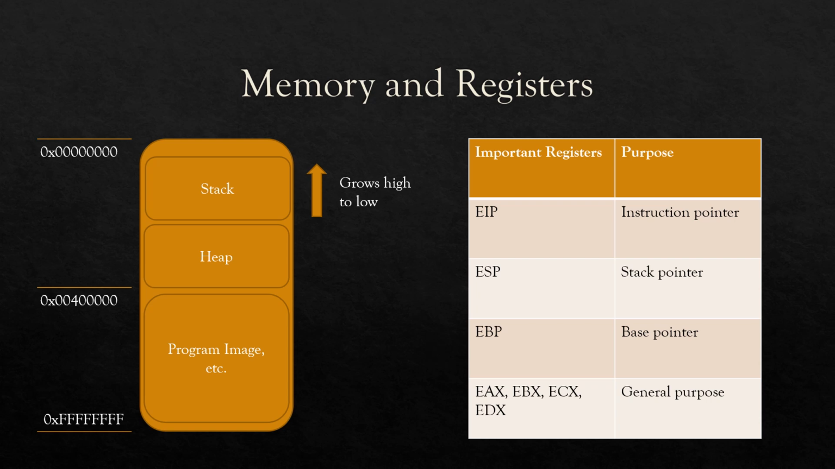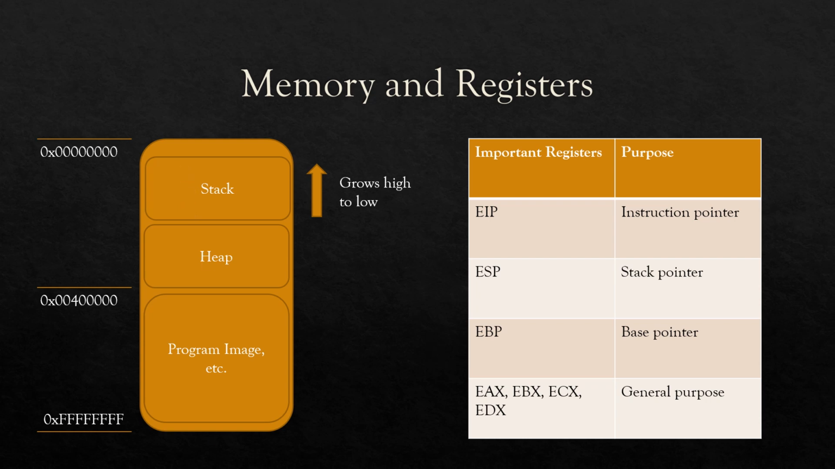So 32-bit applications will go from 0 down to this value in the lower left, which is the maximum value of a 32-bit number. Within here, we'll have program images, etc., DLLs, which are by default loaded at this address. We'll have the heap, which will contain dynamic memory allocated during execution. Then we have the stack, which we'll be focusing on in this presentation. The important thing with it is that it grows from some start value towards 0.